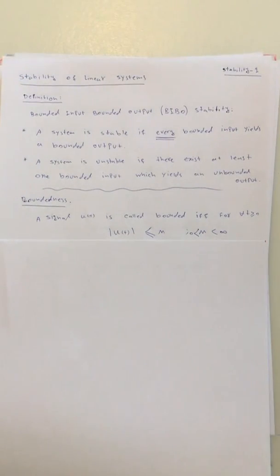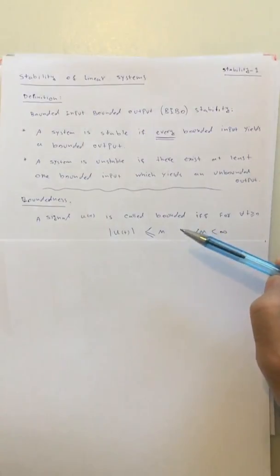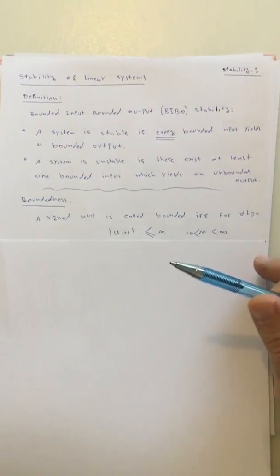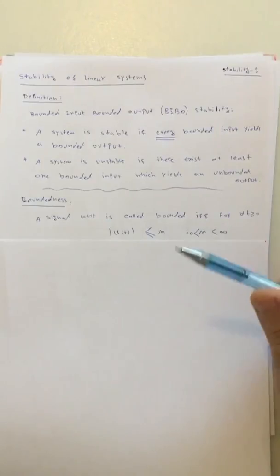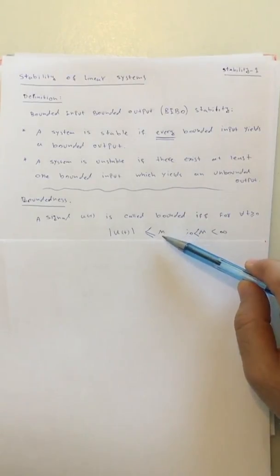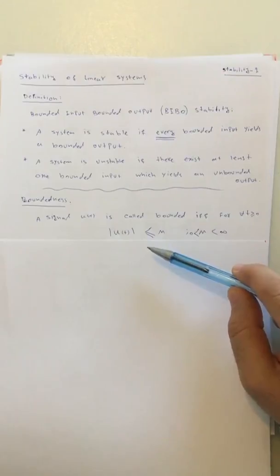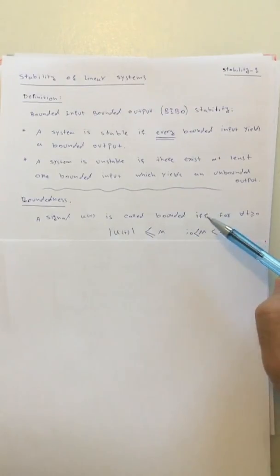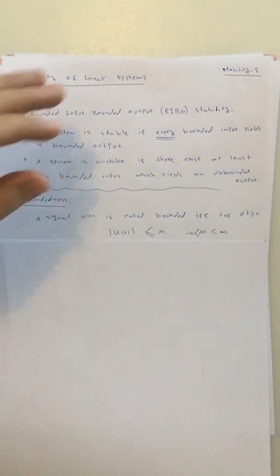So this definition means that a signal is bounded if you can find a limit for that, if you can find a limited value M such that the signal is always less than M. And remember, M cannot be infinity, it should be limited, it should be less than infinity.